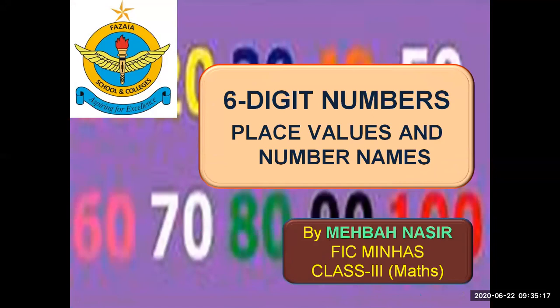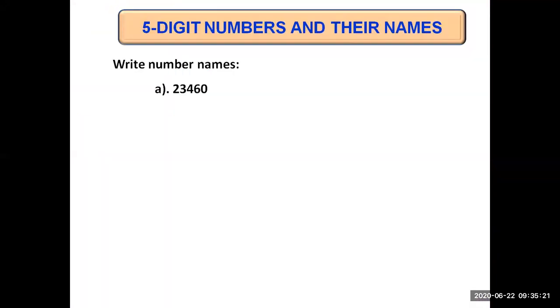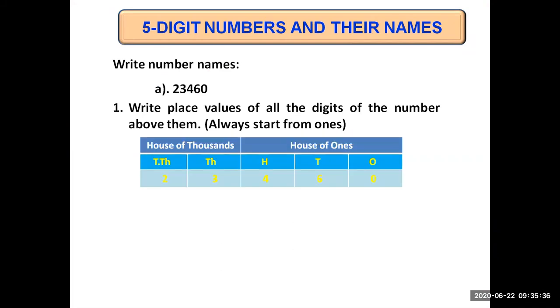Today's topic is 6-digit numbers, place values, and number names. Before going to 6-digit numbers, I want you to revise 5-digit numbers and their names. For example, if we have the number 23460 on your screens, you first write the place values of all the digits above them, always starting from the ones, from the rightmost digit, and then proceeding stepwise towards the left.